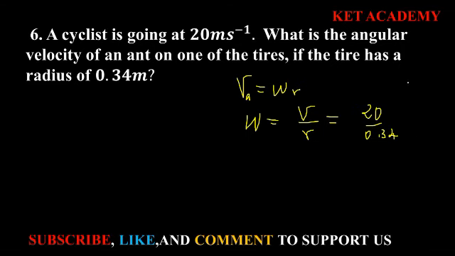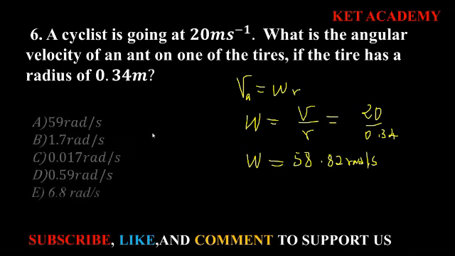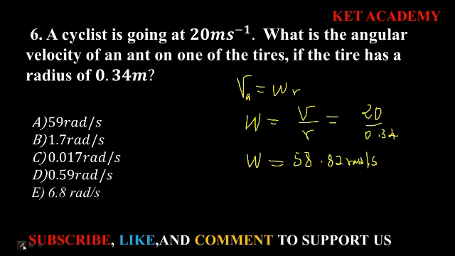So this will give us 50. So our angular velocity will be 58.82 rads per second. So let's look at our options. The first one says 59. So obviously that's the correct answer, 59, because I've kept the answer in two significant figures.